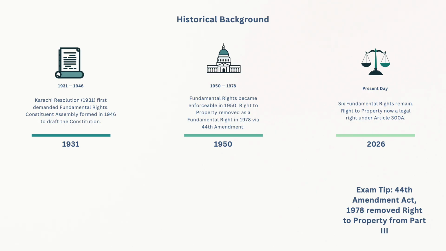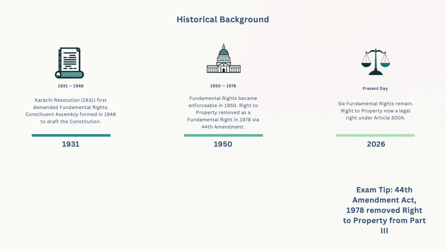In the original Indian Constitution of 1950, we had right to property as a fundamental right, but they removed it, and now right to property is an ordinary legal right under Article 300A of the Indian Constitution. It's not a fundamental right, but it is a constitutional right. And we will also learn about what is a fundamental right and what is a constitutional right later on.